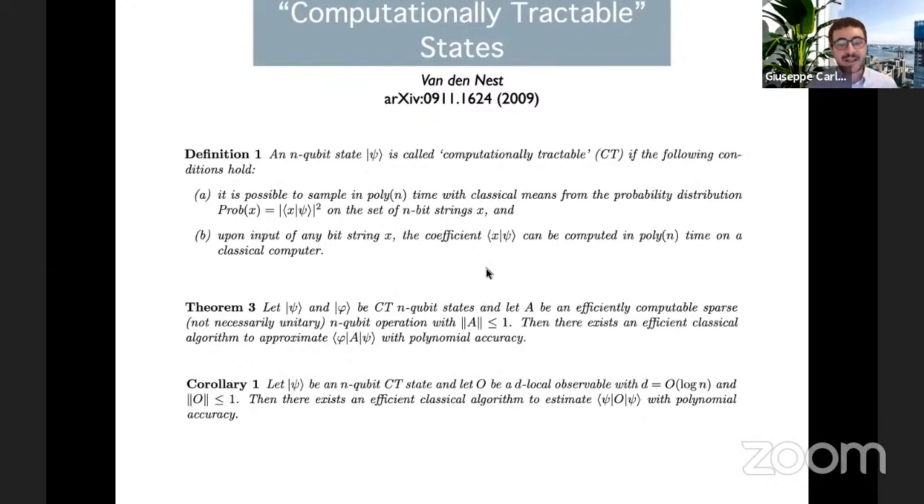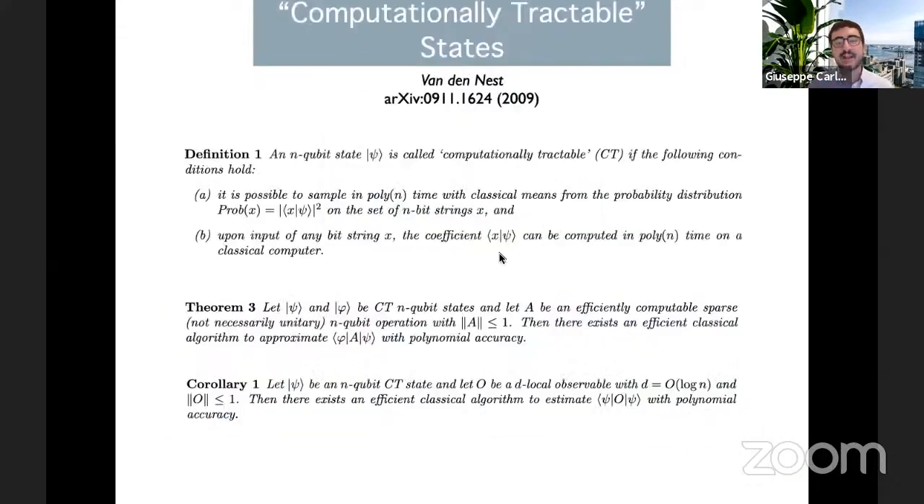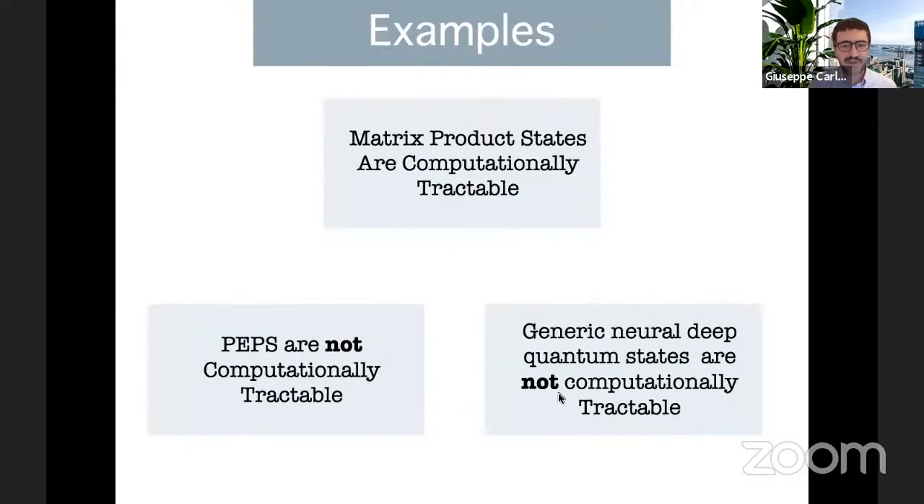And in general, in the classical literature of variational states, there's a lot of cases that are not computationally efficient. So they're not computationally tractable according to this definition. For example, if you take a generic deep neural quantum state, a state parameterized by a deep network, these are not computationally tractable because you cannot sample from them exactly, essentially. There are other classes of states like PEPS, tensor networks in two dimensions, that are not computationally tractable because you cannot sample from them and you cannot compute the amplitudes exactly in polynomial time. But there are other states in 1D that are instead computationally tractable, like tensor networks based on matrix product states.